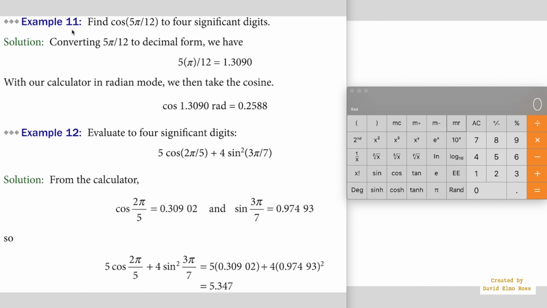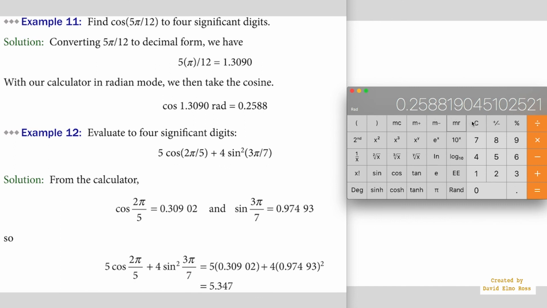It says find the cos of 5 pi by 12 to 4 significant digits. So let's multiply 5 times pi and divide that by 12, and then we're going to take the cosine of that, and we get 0.2588, as we can see here.